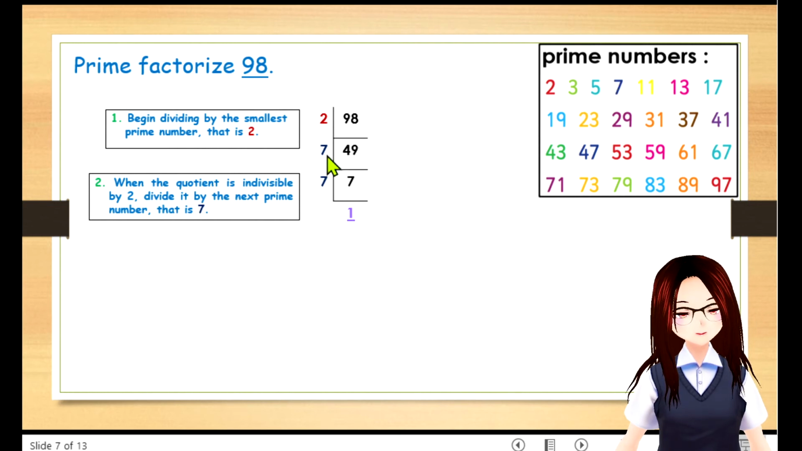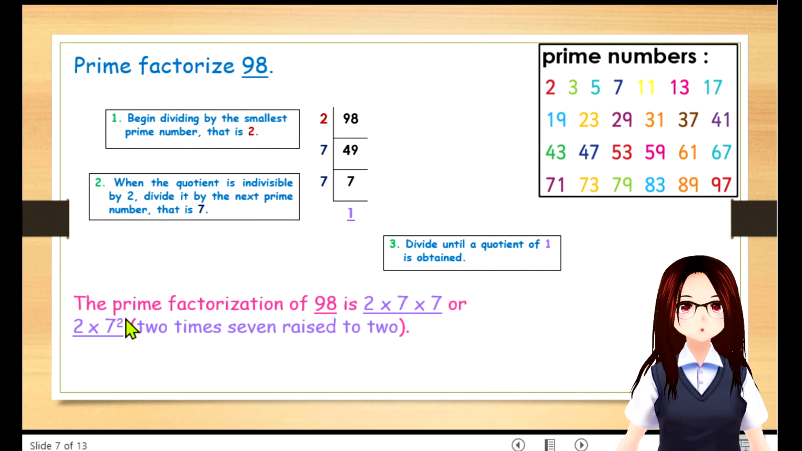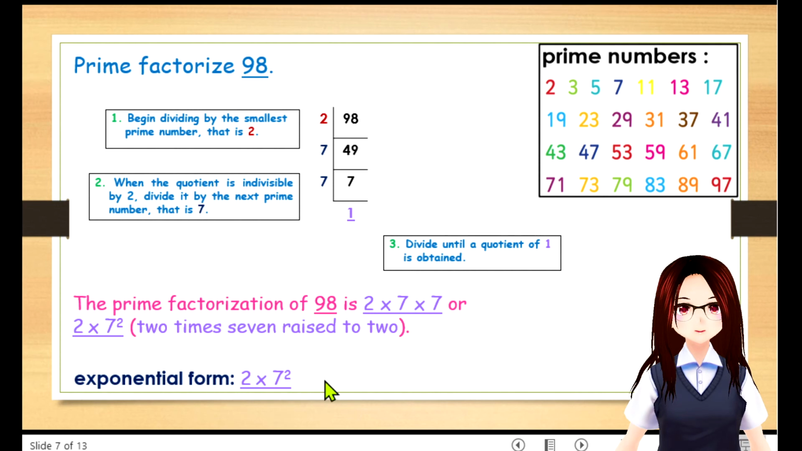49 divided by 7 equals 7. And again, we divide 7 by 7. So 7 divided by 7 equals 1. Now, a quotient of 1 is obtained. So, the prime factorization of 98 is 2 times 7 times 7. Or 2 times 7 raised to 2. This is your exponential form with your exponent 2.